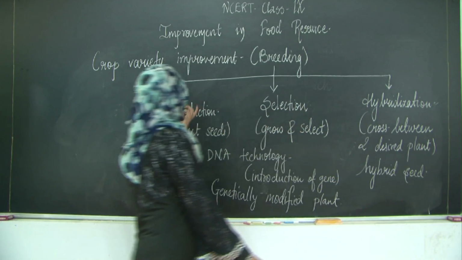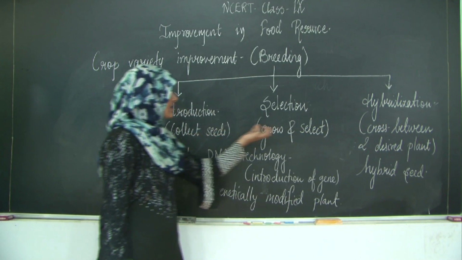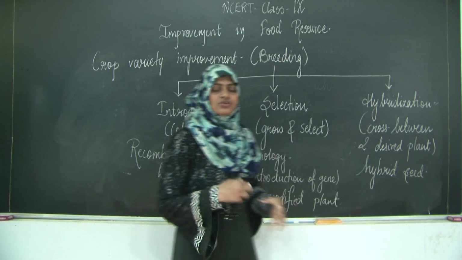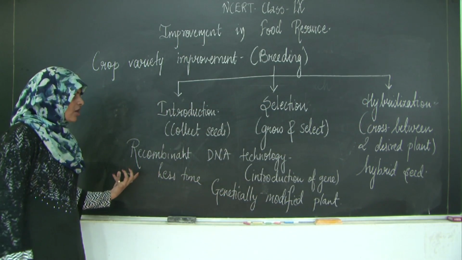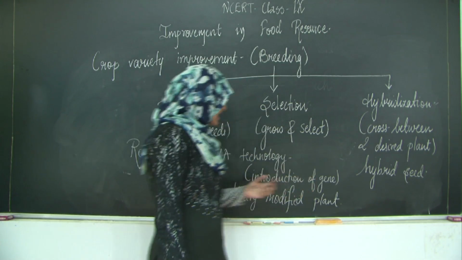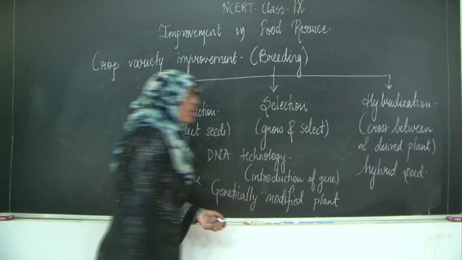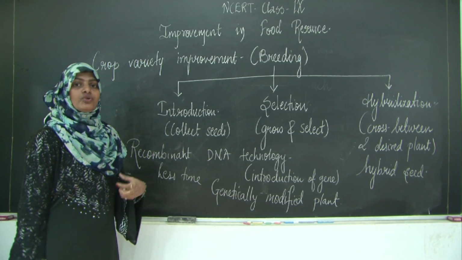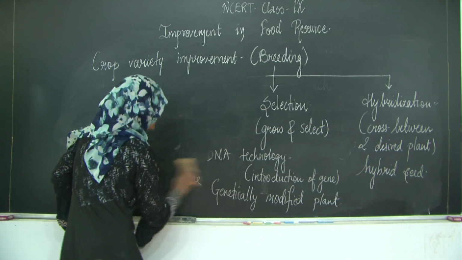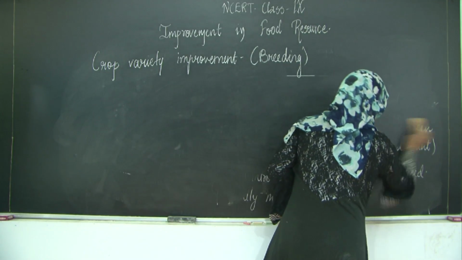It has 3 steps: introduction, where you collect the seeds from different places based on their different characteristics; then selection, where you grow and select the best characteristics; and hybridization, where you allow it to cross. Now there is another way, that is recombinant DNA technology, where you introduce the gene in another seed, and such a seed or a plant is called a genetically modified plant. Now let us see what are the different characteristics for which you will do plant breeding. This was the way by which you do breeding. Let us see the characteristics for which the breeding is carried out.